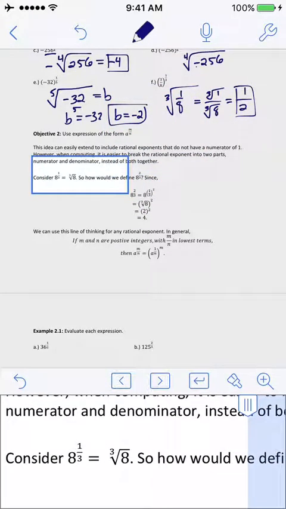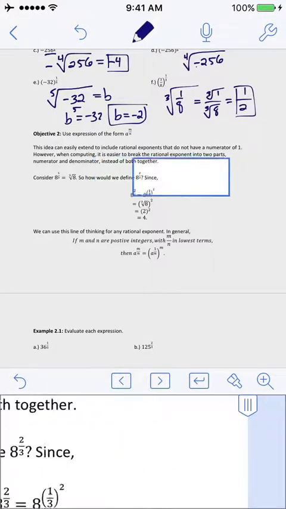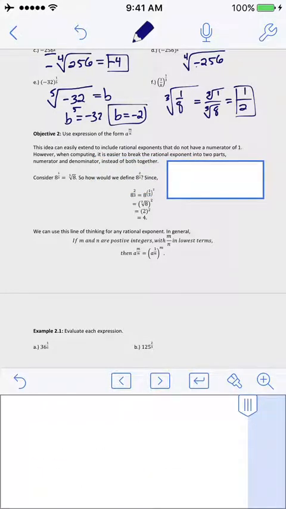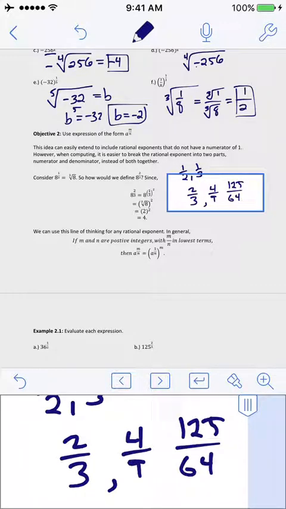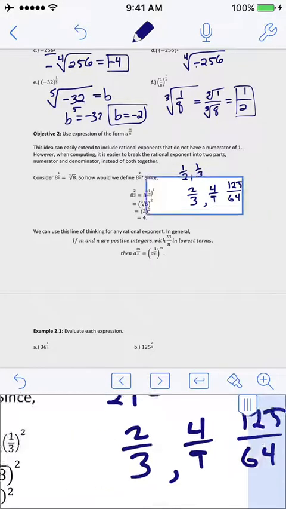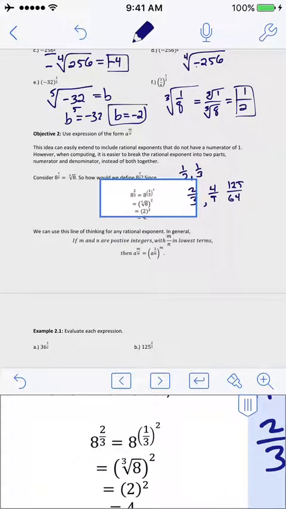Okay, let's talk about larger fractions as exponents. We've talked about all the stuff with 1 in the numerator, the 1/3, the 1/2, the 1/4. But what about stuff like 2/3 or 4/9 or 125/64? Well, those can definitely be exponents as well. Those bigger fractions, with not 1 in the numerator, can be exponents too.